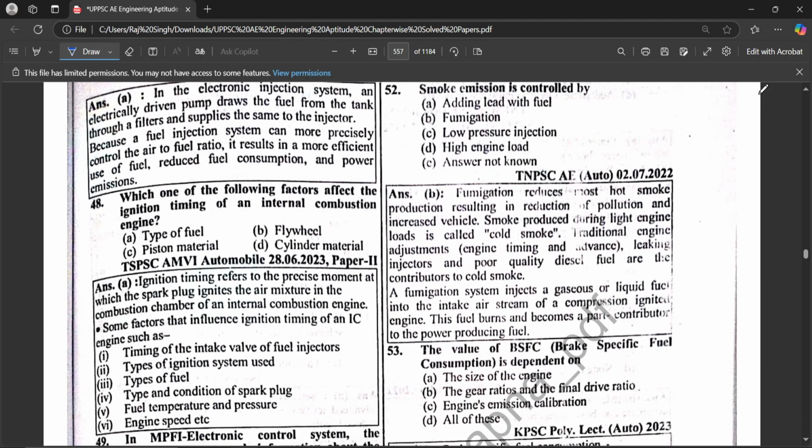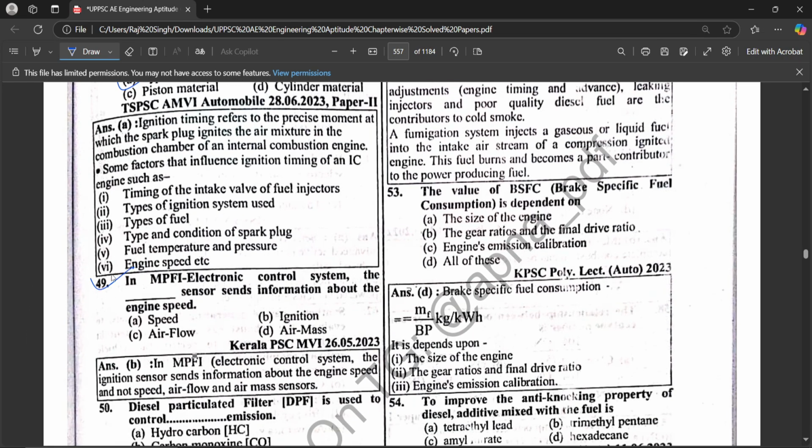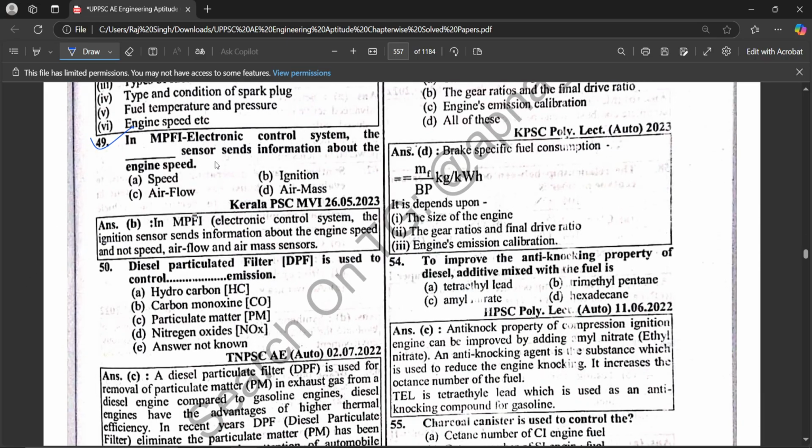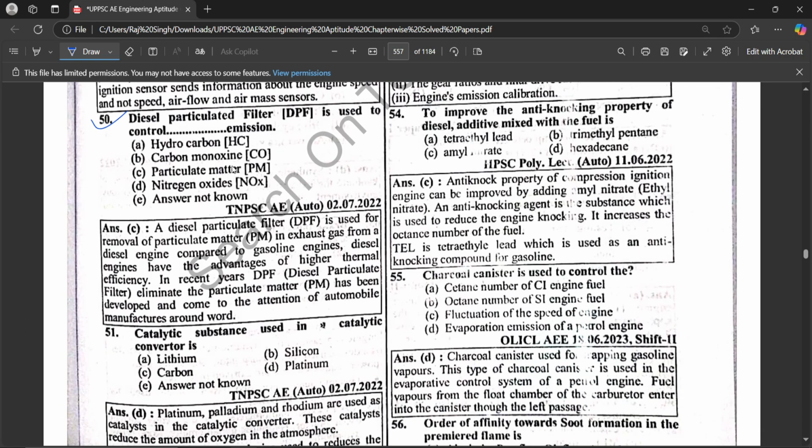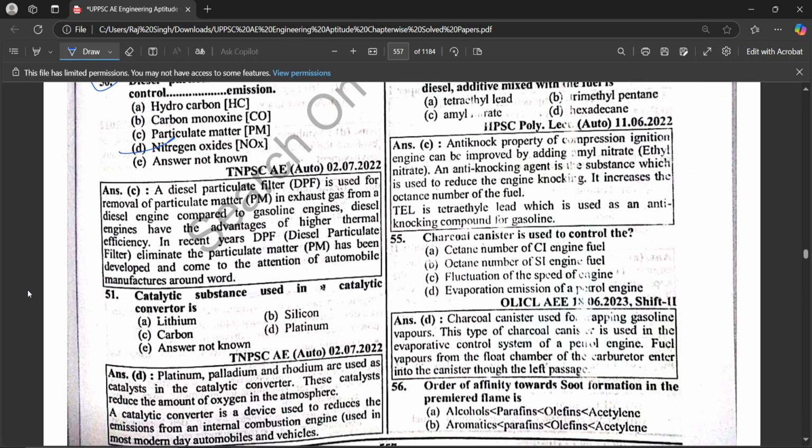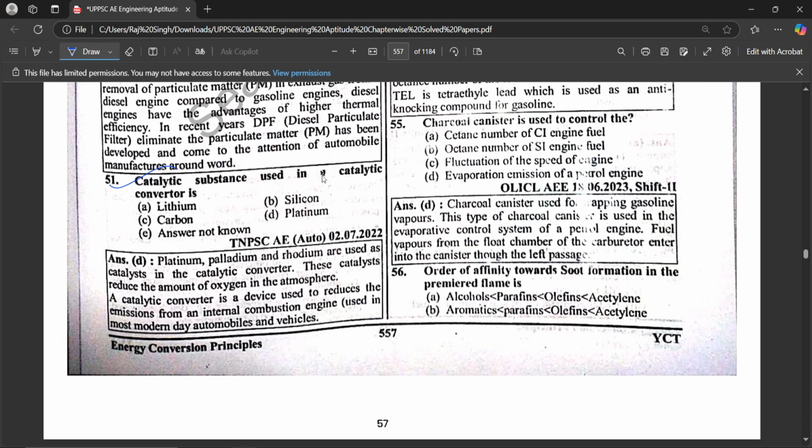Okay? Which one of the following factors affects the ignition timing of the internal combustion engine? Which type of fuel? In the MPFI electronic control system, the sensor sends information about the engine speed, which is ignition. A diesel particulate filter is used to control gas emission, which is nitrogen oxide. The catalytic substance used in a catalytic converter is platinum.